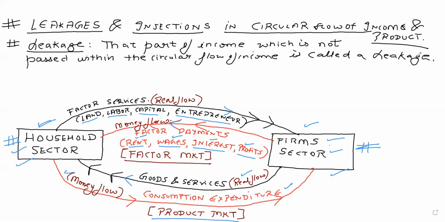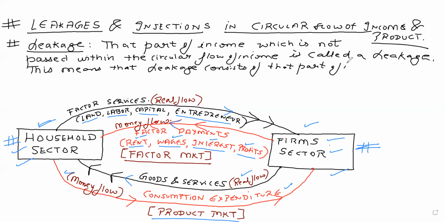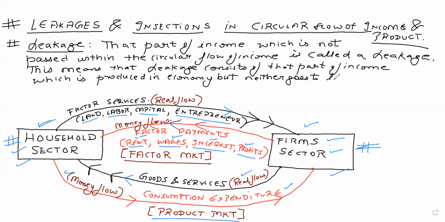So I can say this means that leakage consists of that part of income which is produced in the economy, but neither goes to the households, nor to the firms.